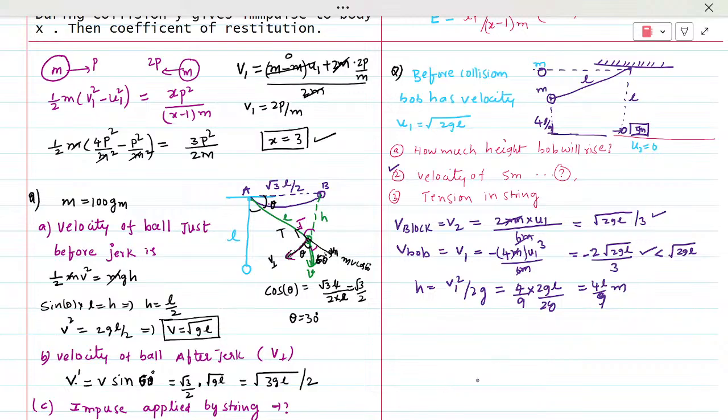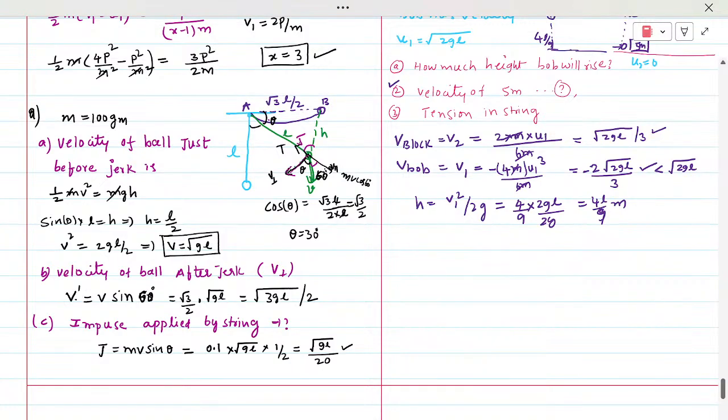In the same question they can ask the coefficient of restitution here. Already we have taken it, so no need to find it out. Next, tension in the string. Now tension in the string means immediately after collision. So just after the impact, the tension is asked: how much tension is in the string just after impact?